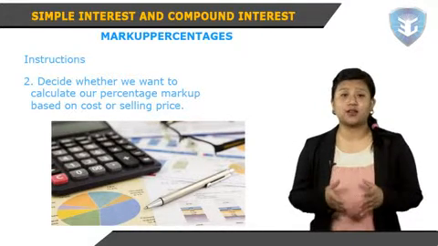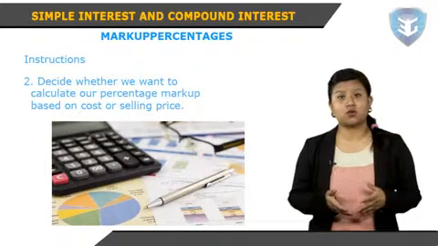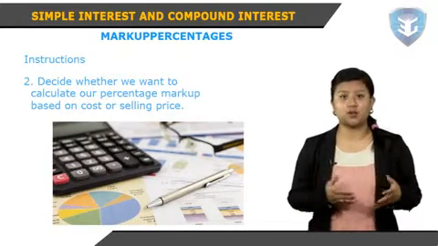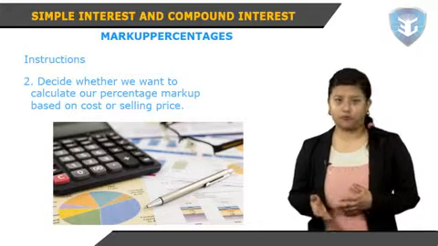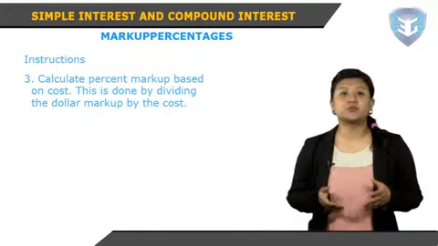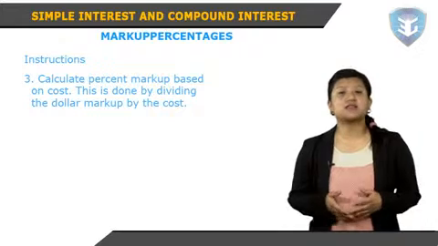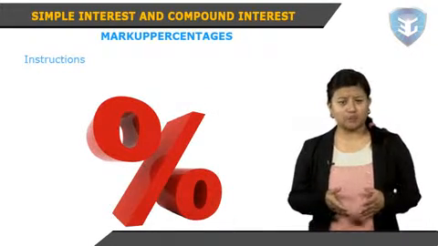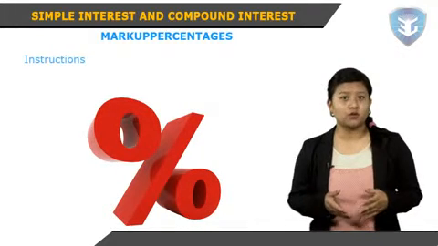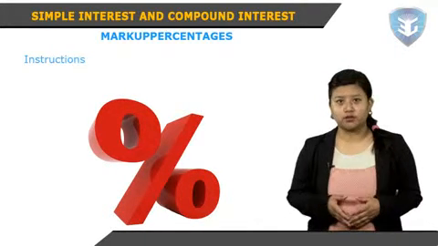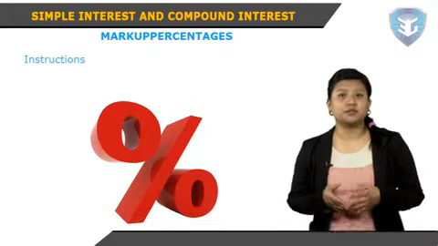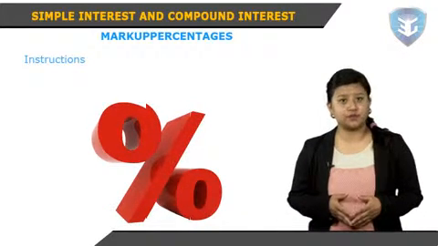If we decide to calculate a percent markup based on cost, go on to step 3. If we decide to calculate a percent markup based on selling price, go on to step 4. Step 3: calculate percent markup based on cost. This is done by dividing the dollar markup by the cost. So if the cost is $10 and the dollar markup is $5, we would take 5 upon $10 and get 0.5 or 50%. So our percentage markup based on a cost would be 50%.